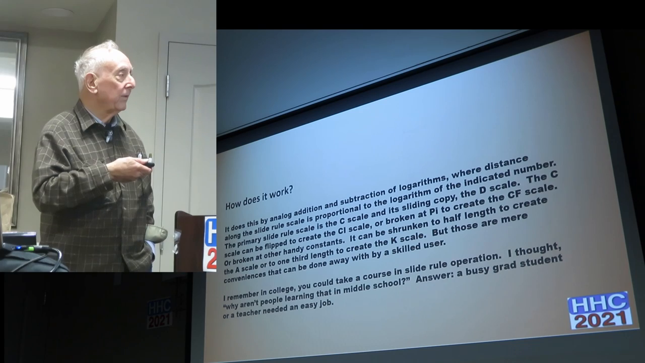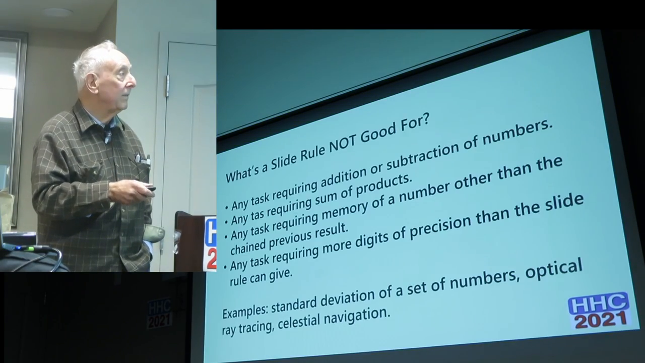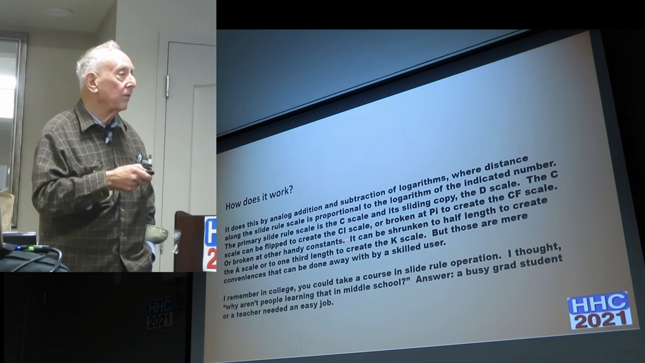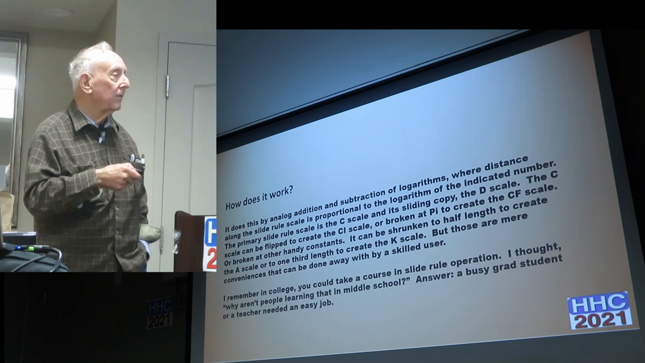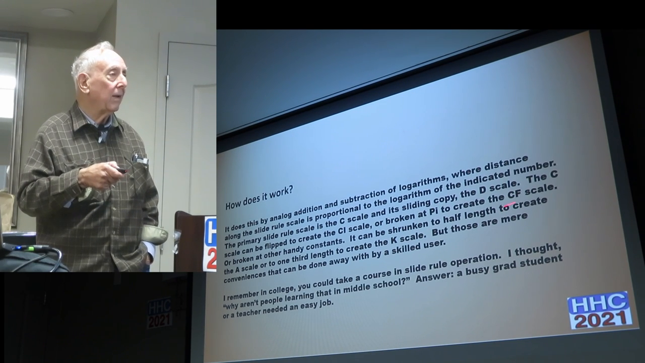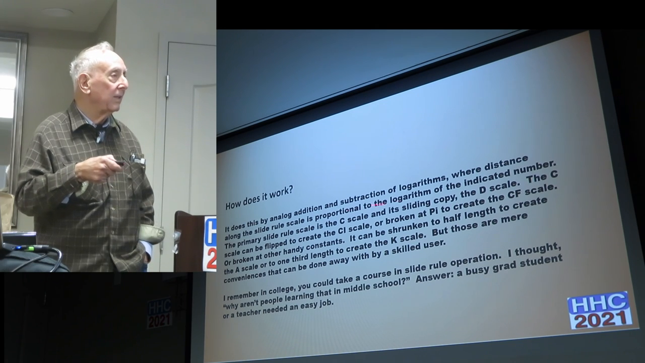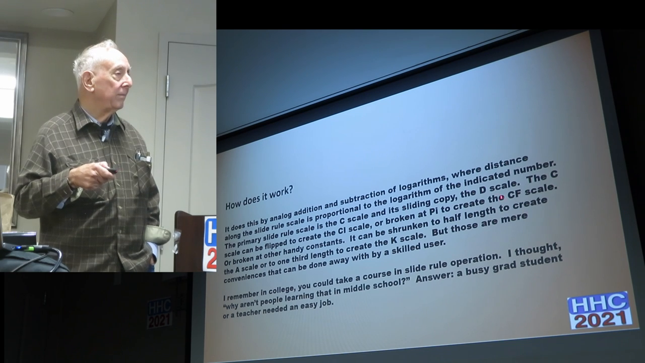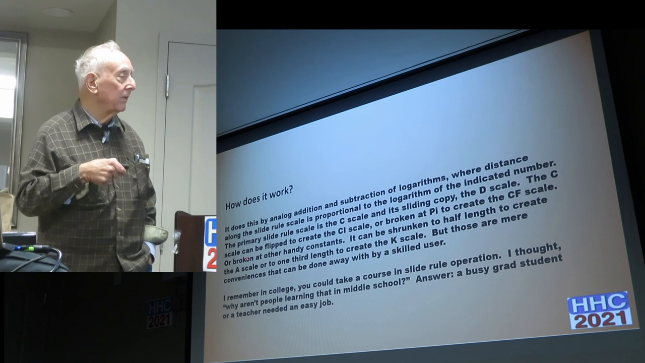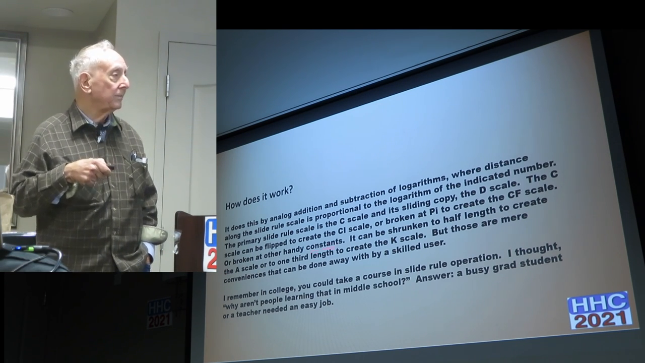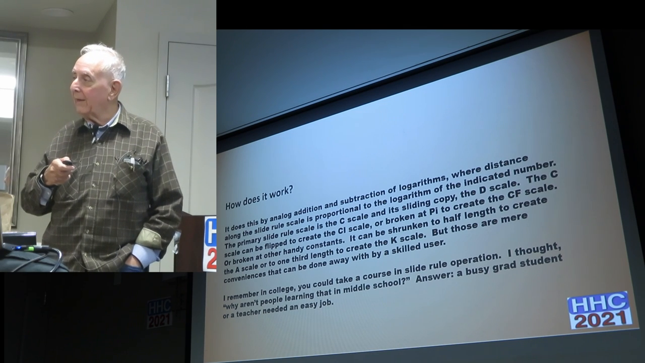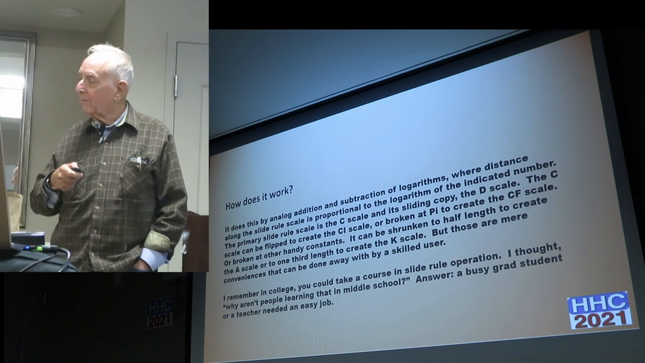And there's other scales. You can have a CI scale, which is flipped. You can have a scale marked with pi, but these are all just mere conveniences. Anything you can do with these scales, you can actually do on the C and D scale with a little bit of extra work. And you can have an A scale that allows you to compute the squares of numbers or the square roots. And the K scale allows you to compute the cubes or the cube roots of numbers. But once again, those are just mere conveniences that if you just have the C and D scale, you can actually dispense with these.